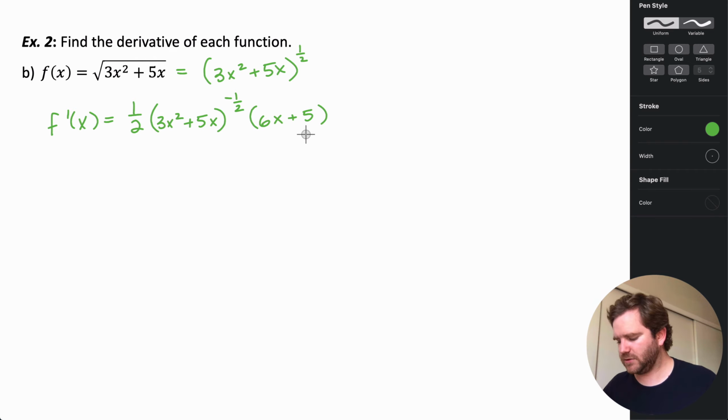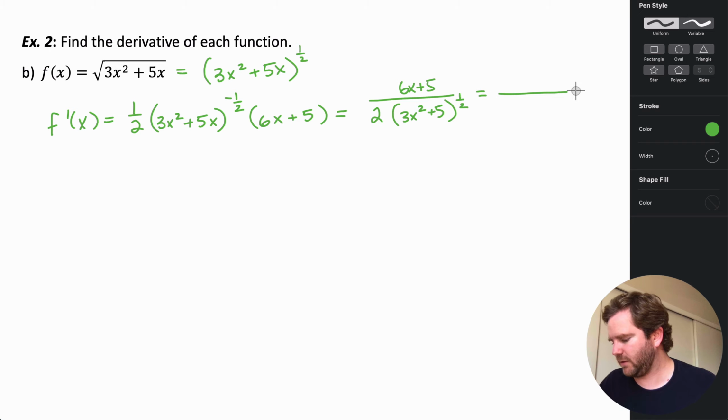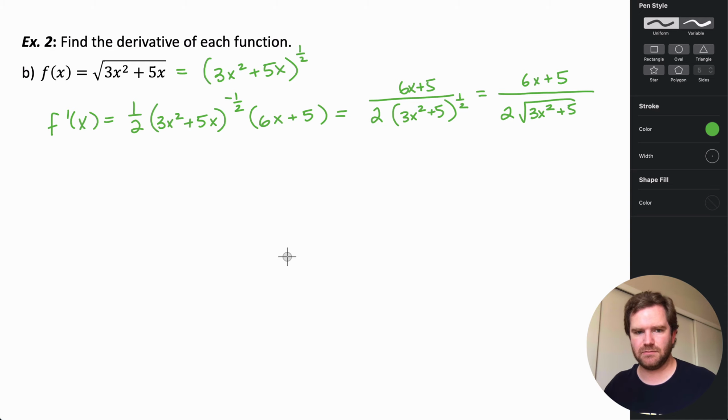And then we're almost there. We want to get rid of the negative exponents. So that negative exponent tells me we're going to get a fraction. The 6x plus 5 is to the first power, so it is going to stay in my numerator. The 2 is already going to be in my denominator because it's part of our fraction. And then it's going to be times (3x squared plus 5) to the 1/2 power. Remember, 1/2 just means we're dealing with square roots. So if you wanted to put it back into a square root, you'd have 2 times the square root of 3x squared plus 5, and then we'd have that all over 6x plus 5. So I would take either of these.